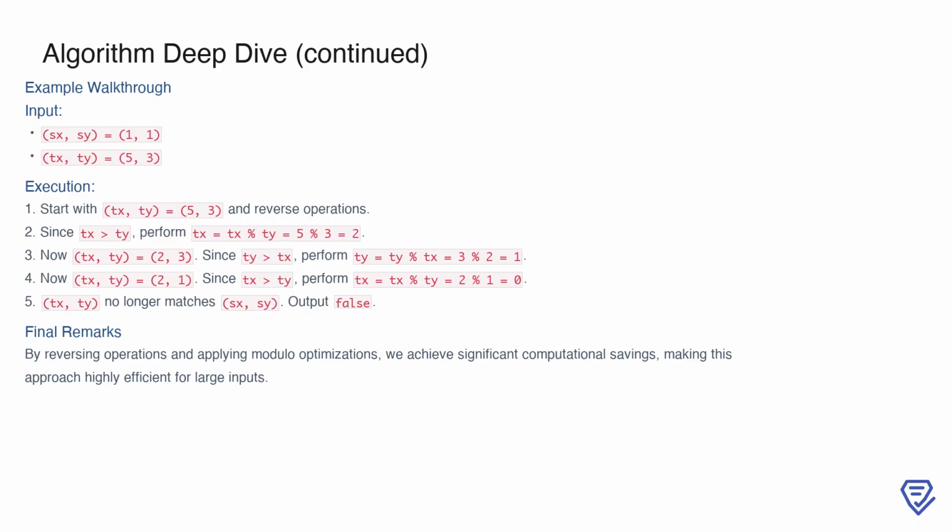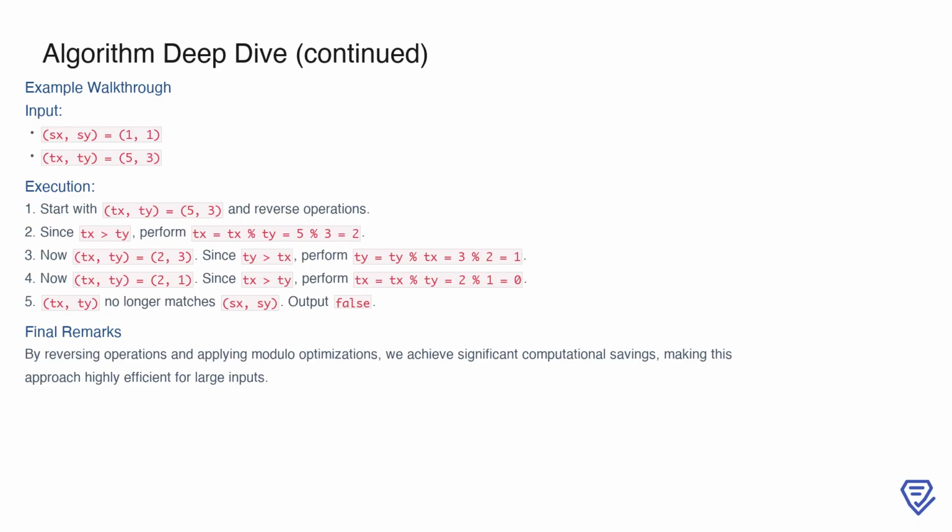Next, since ty > tx, we perform ty equals ty % tx, resulting in 3 % 2 equals 1. The new values are tx, ty equals 2, 1. Again, since tx > ty, we calculate tx equals tx % ty, resulting in 2 % 1 equals 0. At this point, tx, ty no longer matches sx, sy, so the output is false.